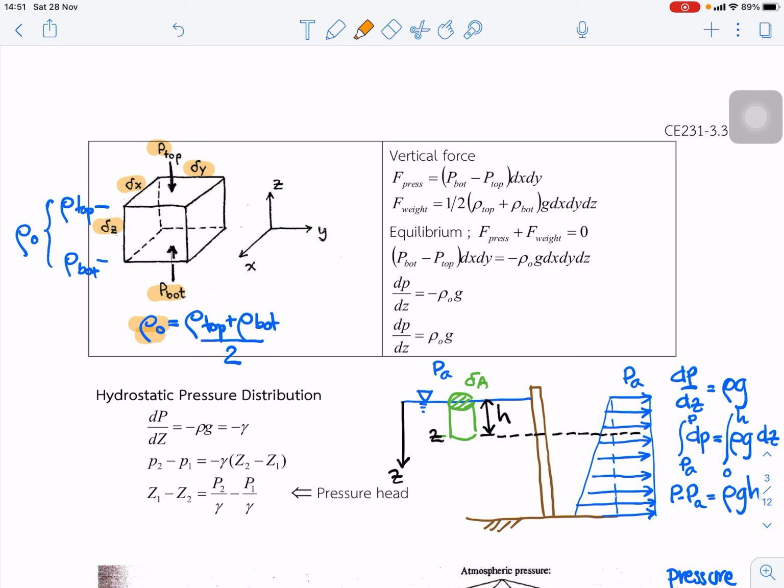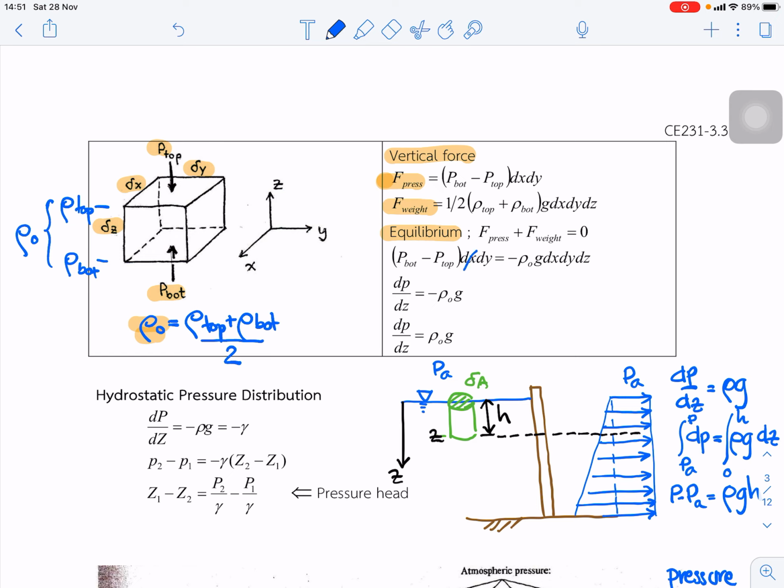Okay. For the vertical force, F is equal to F from the pressure, which is the pressure difference between bottom and top, and the weight is equal to the average density times the volume. Okay, and we take equilibrium: F pressure plus F weight equals 0, and so we substitute the F pressure and F weight.